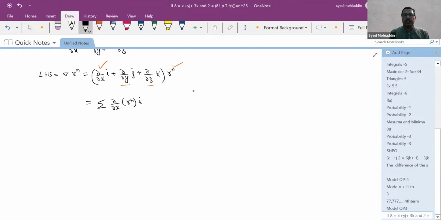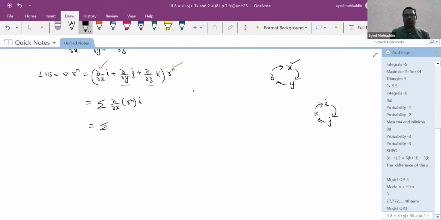It is like a symmetric function, which means x will change to y, y to z, z to x. If you do it for x, you can change x to y, y to z. Similarly, I will become j, j will become k, k will be i, a symmetric function type. So I'll differentiate this partially with respect to x. It is a summation. Let us differentiate r power of n with respect to x.